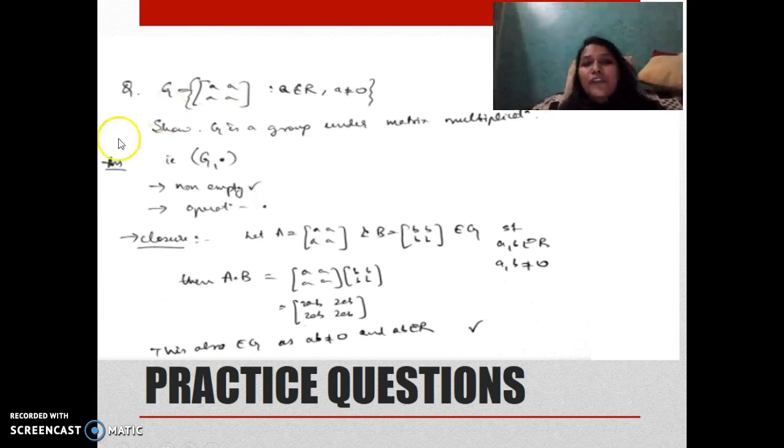Okay. So now you have to show that the set is basically a group under matrix multiplication. Basically you have to show that G with the dot operation is a set and it is a group. So how do you prove it? 5 properties: non-emptiness, closure, associativity, identity, and inverse. Okay, so that's how you remember.